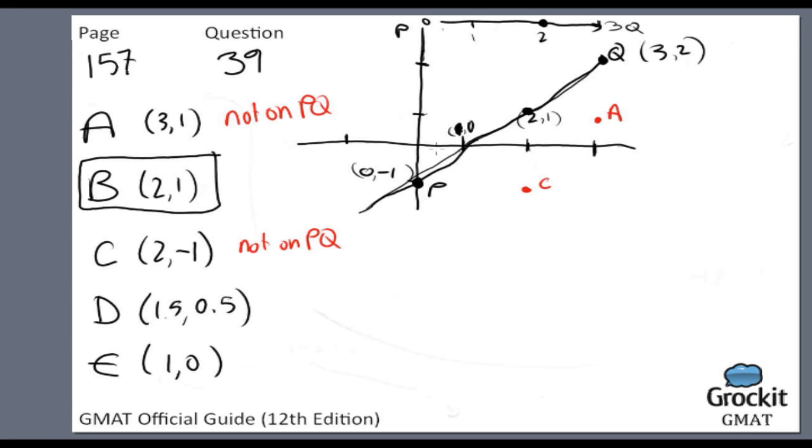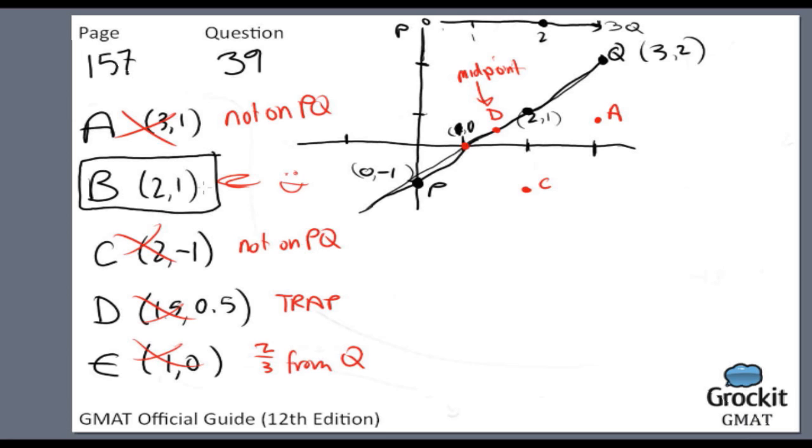Choice D, 1.5 and 0.5 is here. It is on PQ, but this is actually probably the midpoint. This is the midpoint of the line rather than the 2/3 of the way from P to Q. So this is the answer to a different question. Another type of trap. And then 1, 0 is on the line, but this is the one that's 2/3 of the way from Q. So it's the right answer in the opposite direction. So not choice A, not choice C, not choice D, not choice E, but choice B makes us happy.